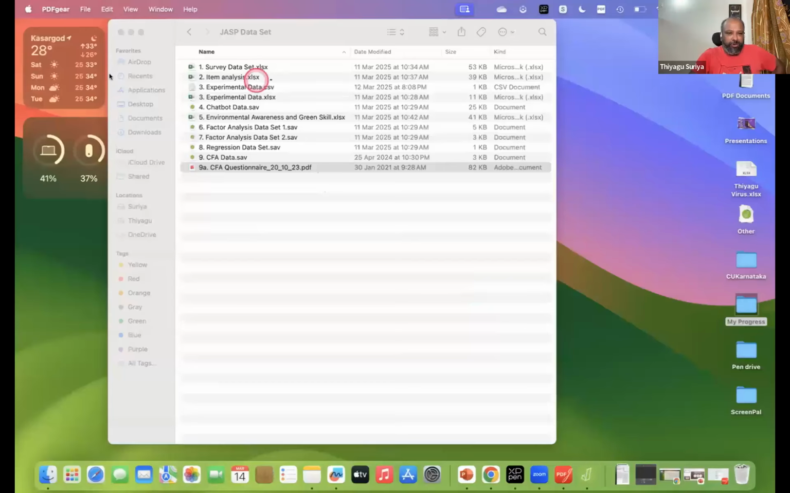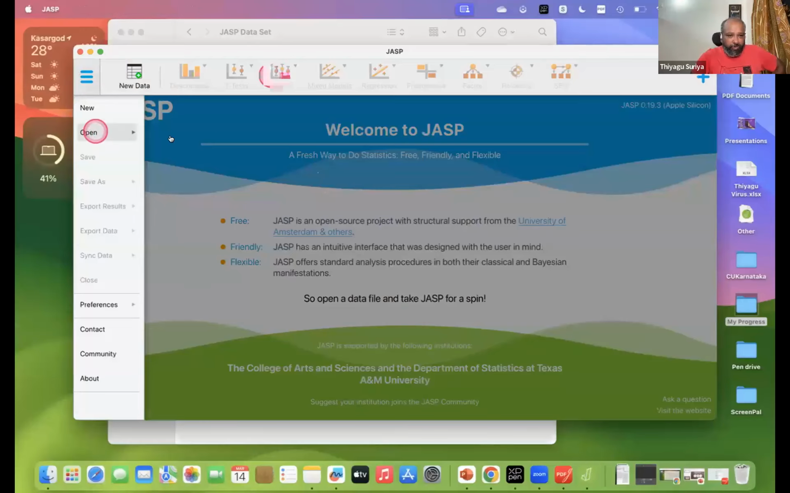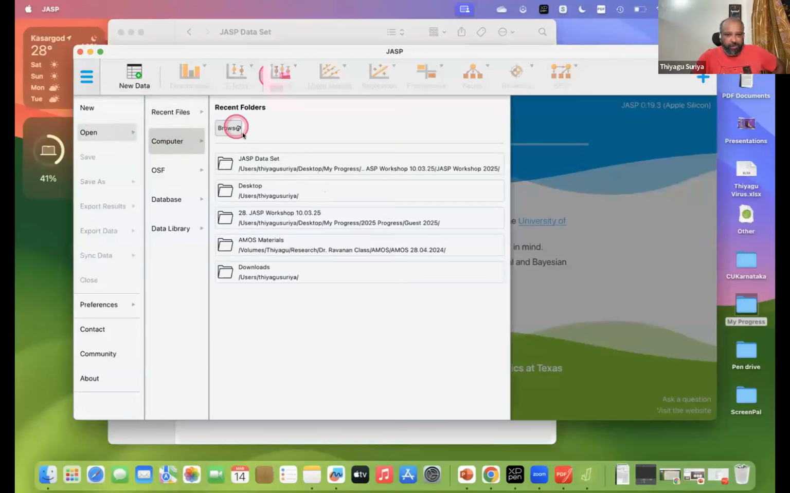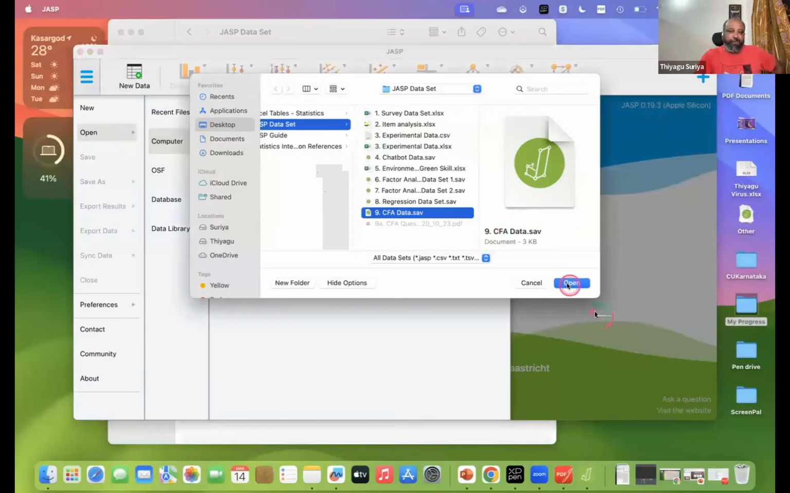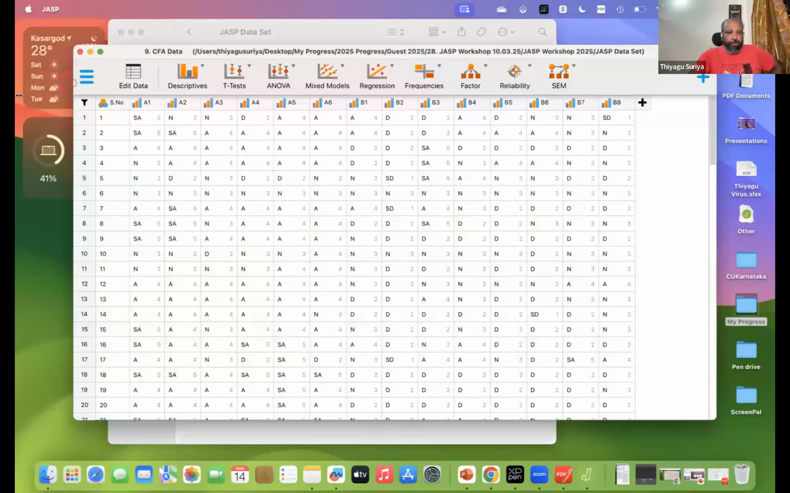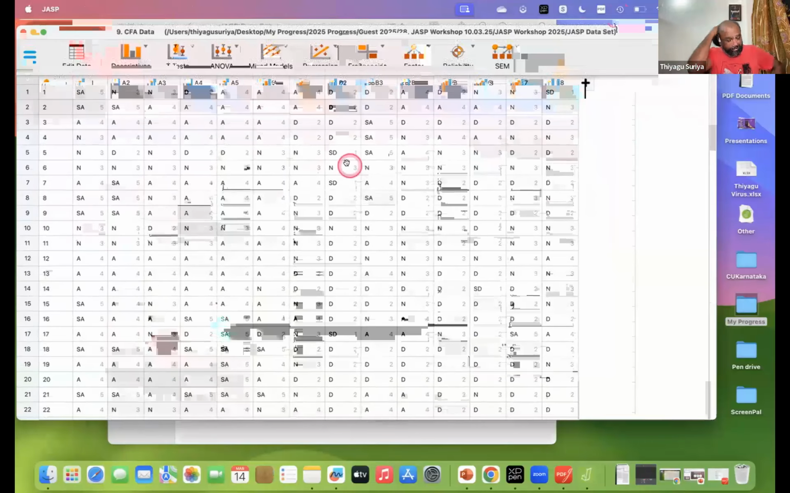Go to JASP, go to open and open a data set. Browse, that 9th data set, CFA data set. Open. Okay. So we have a serial number, and A1, A2 and so on are the enabler items. B1, B2 up to B8 are for the barriers, right?